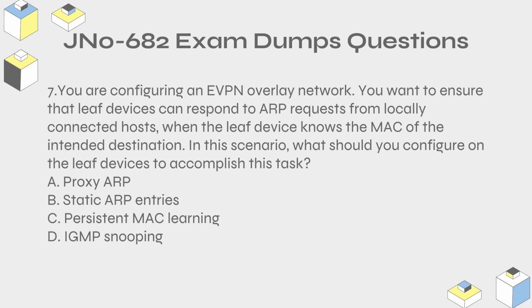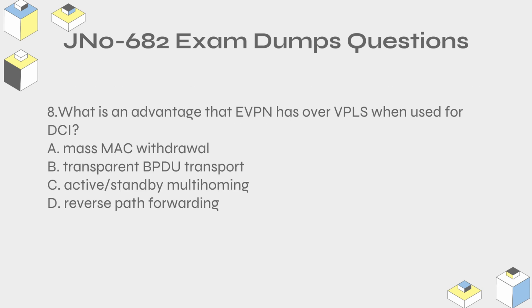A. Proxy ARP. B. Static ARP entries. C. Persistent MAC learning. D. IGMP snooping. 8. What is an advantage that EVPN has over VPLS when used for DCI?